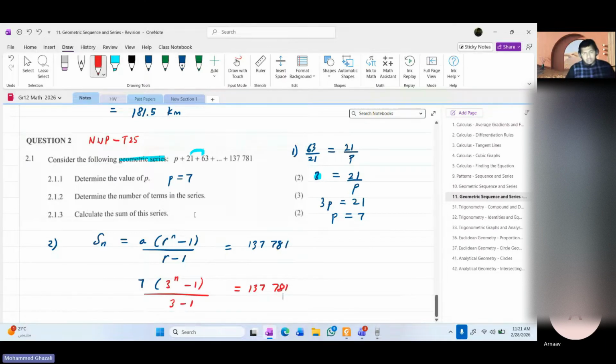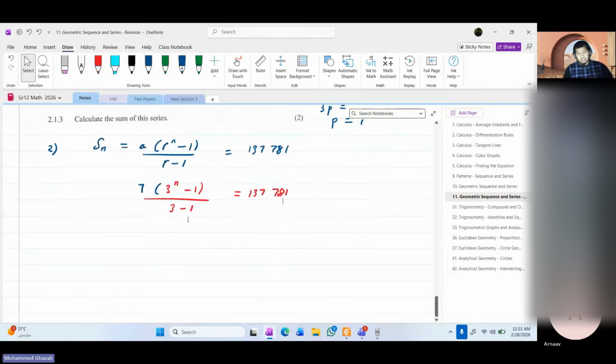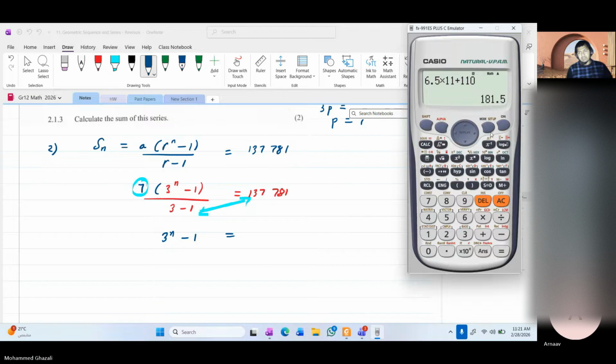All right, so now how we're going to solve this is we're going to multiply this by 2 and then divide it by 7. Multiply it by 2, 3 minus 1 is 2, so multiply and then divide by 7. So you're going to say 3 to the power n minus 1 is equal to 137,781 multiplied by 3 minus 1, which is 2, and divided by 7.